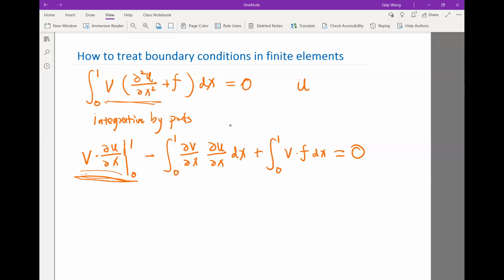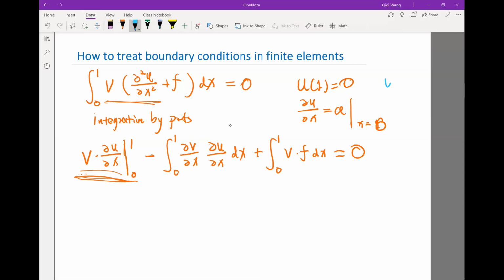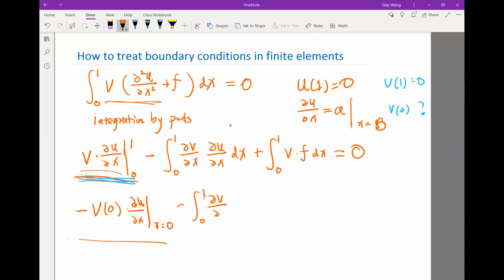So let's say u at 1 is equal to 0, but partial u partial x is equal to a at x equal to 0. The value is set at x equal to 1, and the derivative is set at x equal to 0. The corresponding boundary condition for v is still that v at 1 equals 0, but v at 0 is completely unknown, which means we can only get rid of the boundary term at x equal to 1. So what remains is the negative of v at 0 times du dx at x equal to 0. This is now my boundary term. The rest of this is still intact.